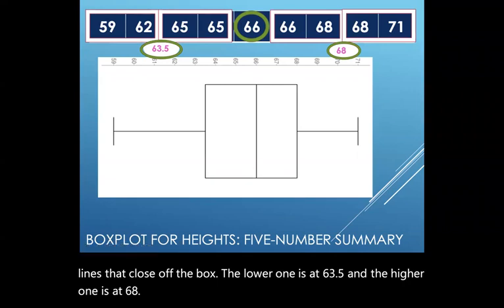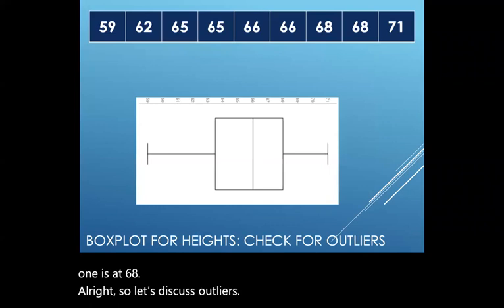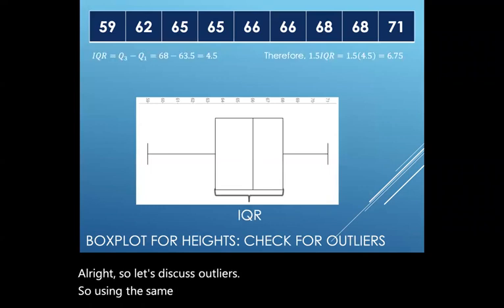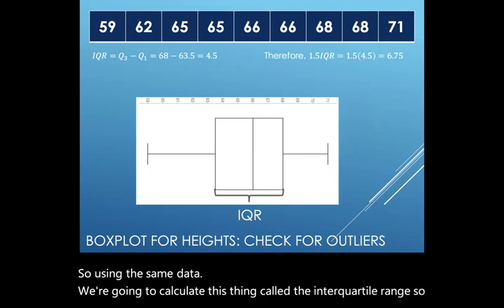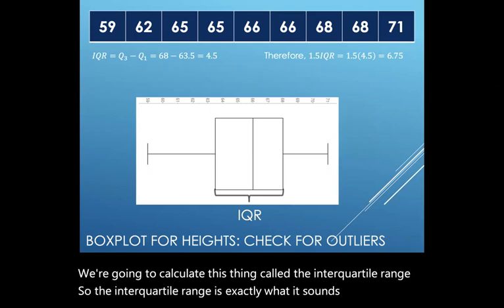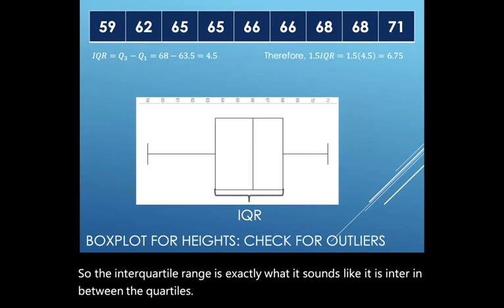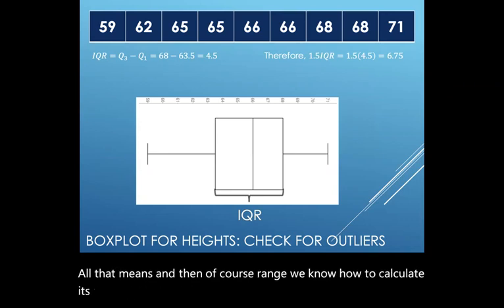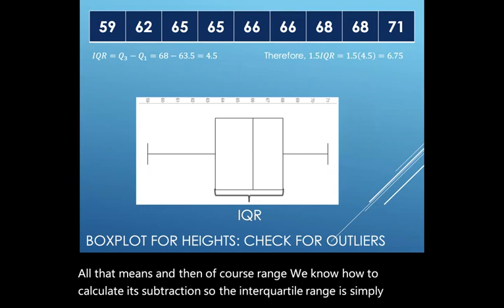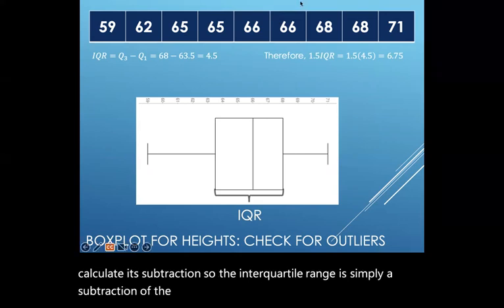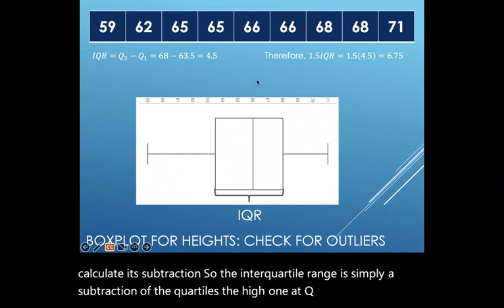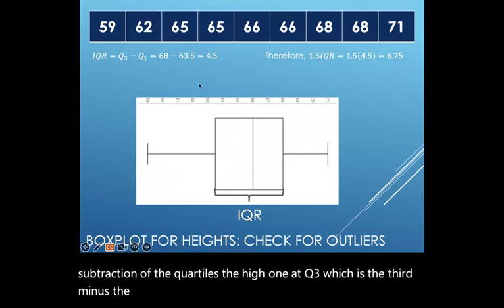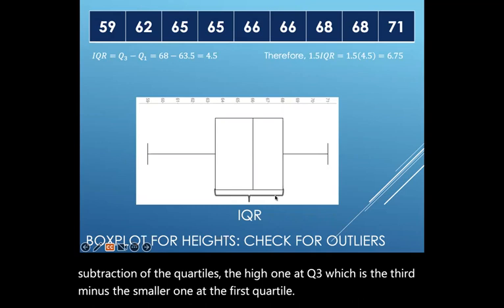All right, so let's discuss outliers. Using the same data, we're going to calculate this thing called the interquartile range. The interquartile range is exactly what it sounds like. It is inter, in between the quartiles. And of course range we know how to calculate, it's subtraction. So the interquartile range is simply a subtraction of the quartiles: the high one at Q3, the third quartile, minus the smaller one at the first quartile. And that'll give us a distance of 4.5.